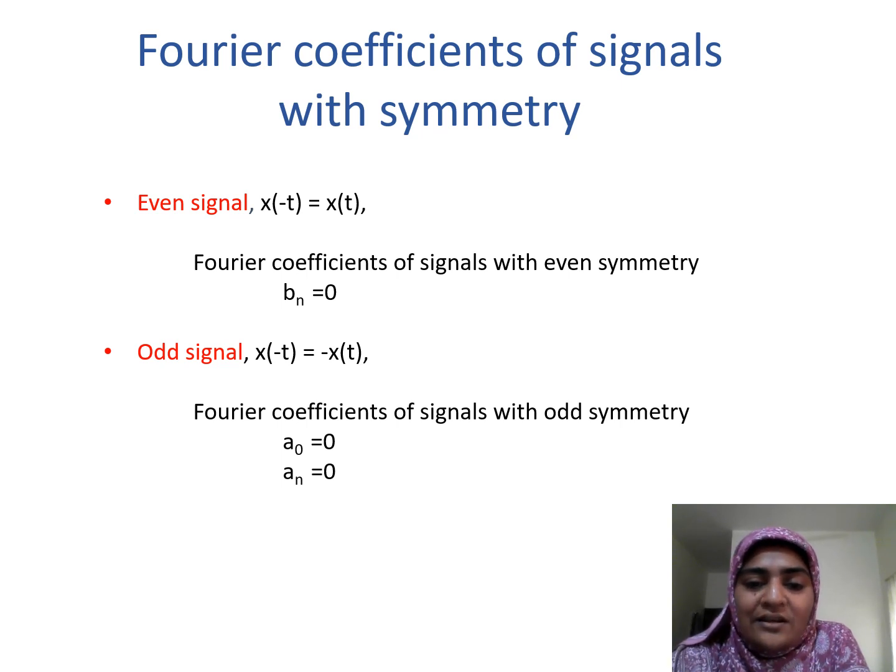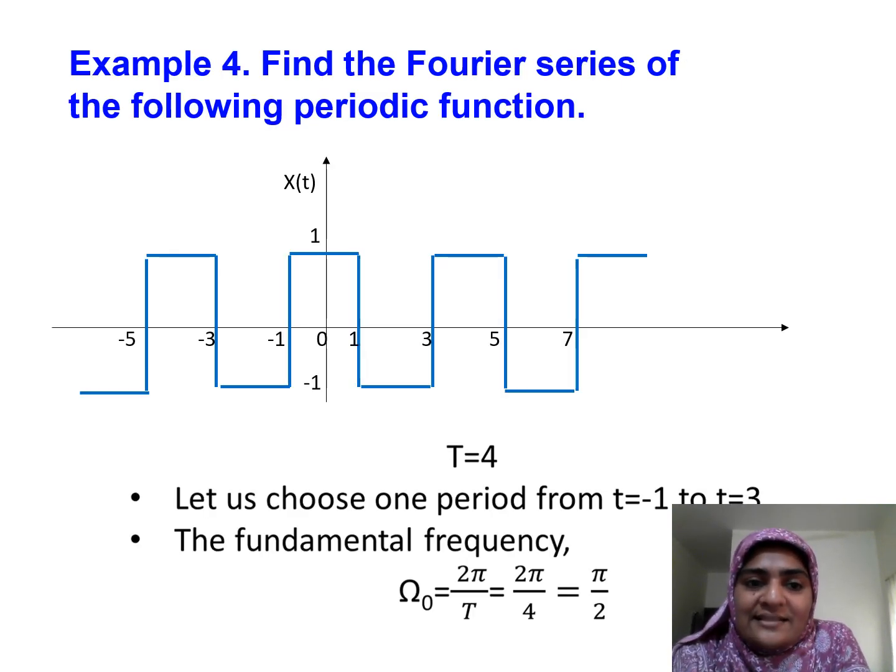So there is no need to calculate Bn's for even signals and A0 and An for odd signals. In some cases for even signals, A0 will also be 0. The average value may also be 0. For some cases it may not be 0. Now we can discuss one example.